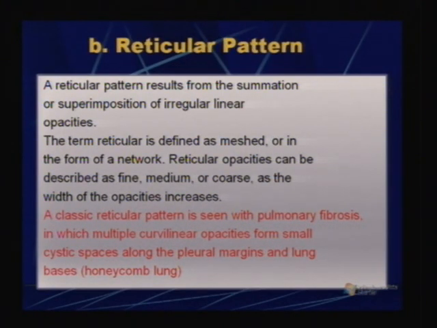Reticular pattern, as I mentioned to you, is basically like a mesh, like a net, and there are crisscross linear lines. It is basically defined as a mesh or in the form of a network. Reticular opacities can be described as fine, medium, or coarse as the width of these opacities increases. A classic reticular pattern is seen with pulmonary fibrosis, in which multiple curvilinear opacities form small cystic spaces along the pleural margins and lung bases.